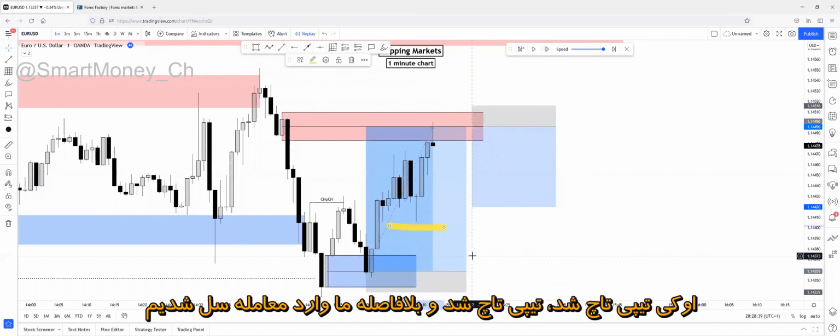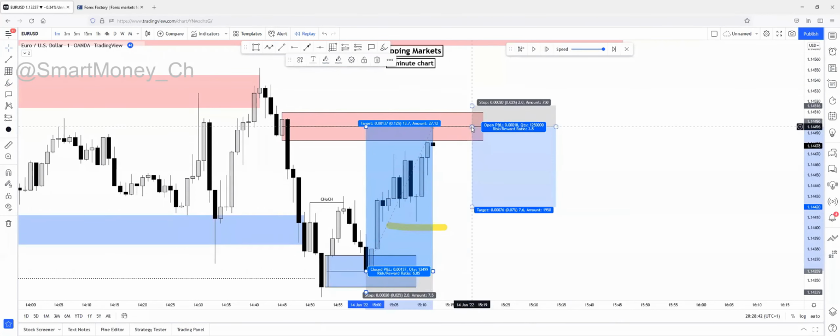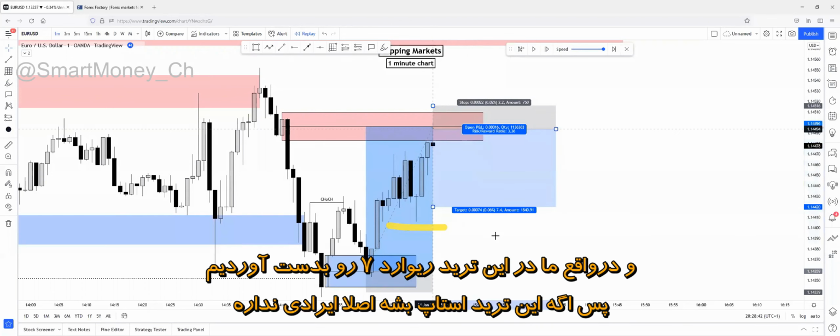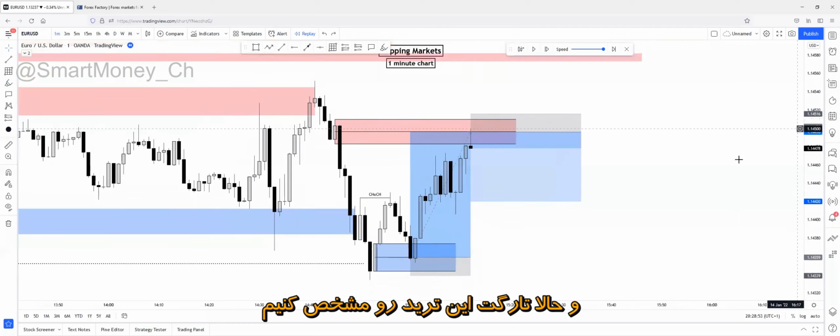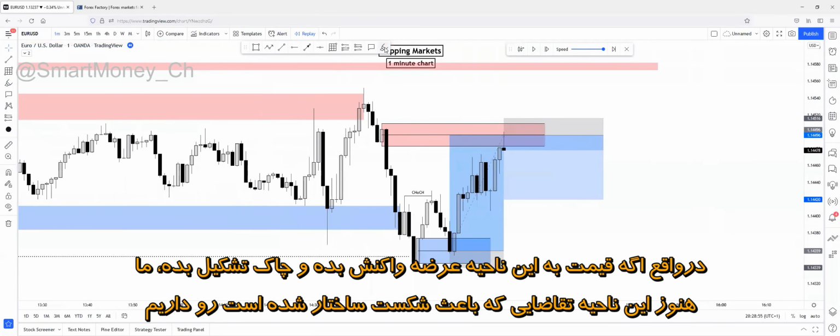Okay, TP hit, and we are tagged into the trade immediately into the short. So basically we booked a 1-to-7 risk-reward ratio on this trade. So if you take a loss on this trade, that will be perfectly fine. And let's see a target for this zone. Basically, price reacted on this supply zone.